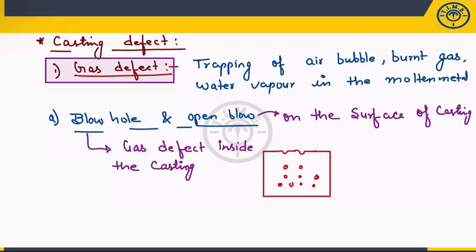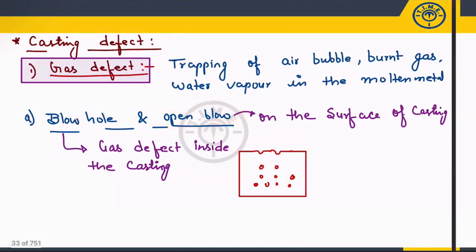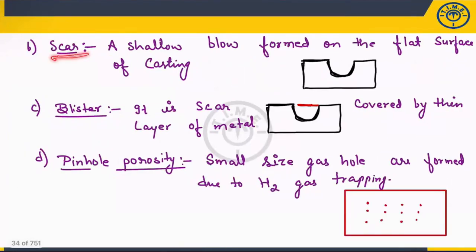So the first one is the blowhole and open blow on the surface of casting. Open blow means any kind of defect you will see on the surface of casting. Blowhole means inside the casting. Now the second one is scar. It is a shallow blow on the flat surface of casting. And when it is covered with a thin layer of metal, then it is called a blister.